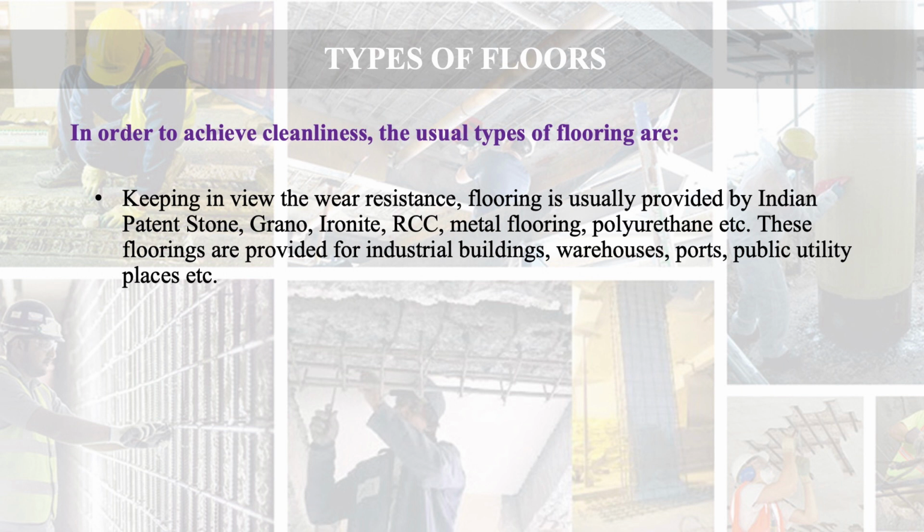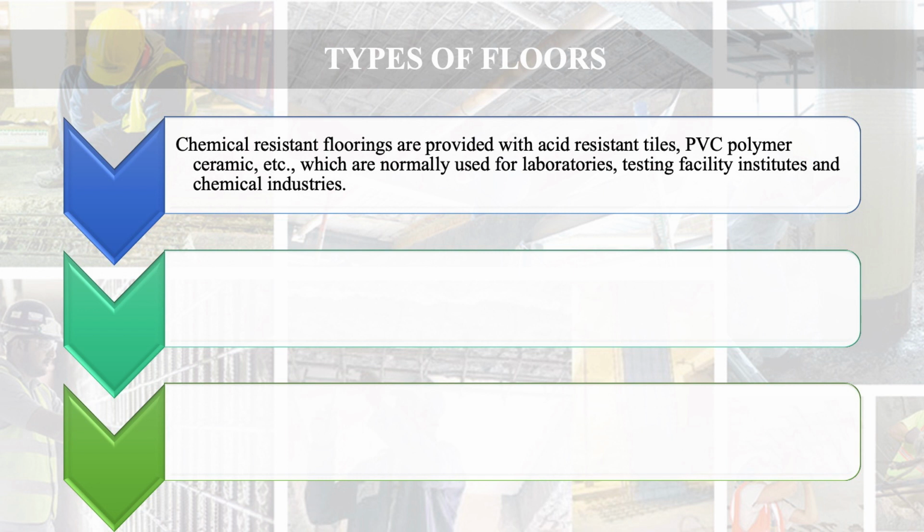Keeping in view wear resistance, flooring is usually provided by Indian patent stone, normally called IPS flooring, or grano, also ironite, reinforced cement concrete RCC, then metal flooring, then polyurethane, etc. These floorings are provided for industrial buildings, warehouses, ports, public utility places, etc. Chemical resistant floorings are provided with acid resistant tiles, PVC, polymer, ceramics, etc., normally used for laboratories, testing facility institutes, and chemical industries, where there are chances of chemicals falling on the floor.